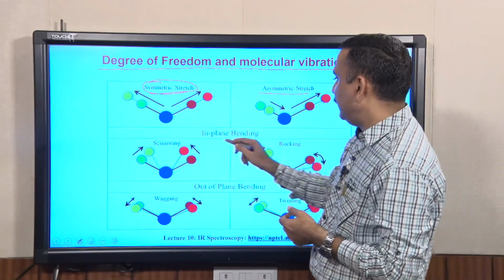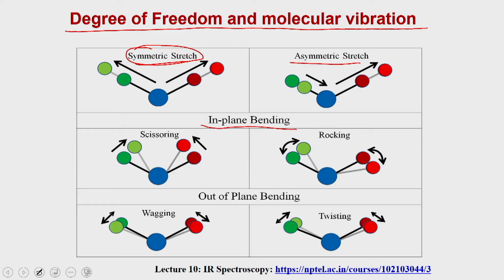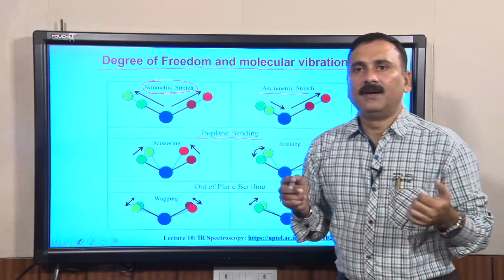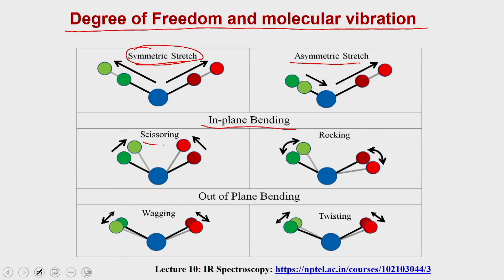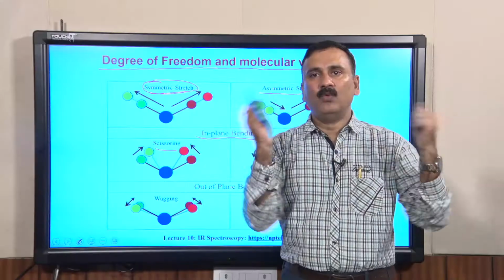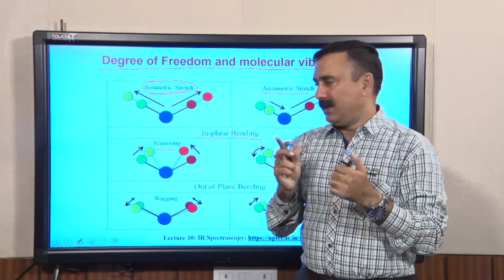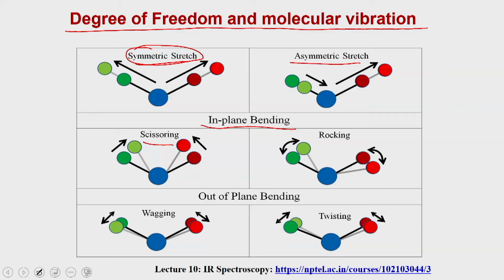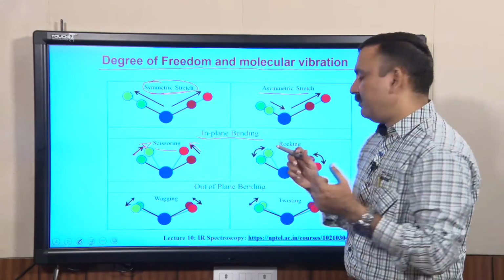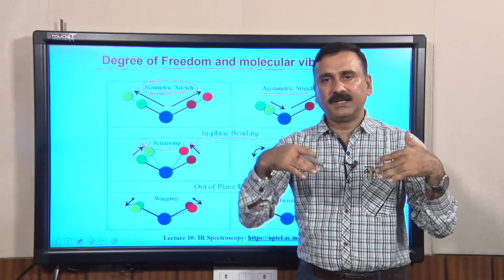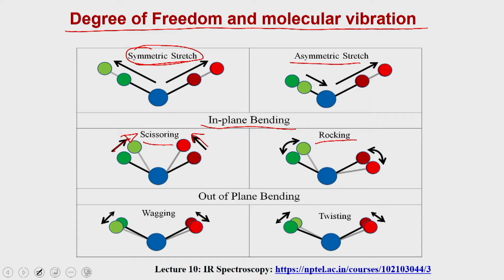Then you can have in-plane bending, which could be scissoring, which means the atoms will be moving like this, towards each other. This one is moving in this direction and the other in that direction; that is called the scissoring effect. It could be rocking, so it will be rocking like this. That is another kind of motion.